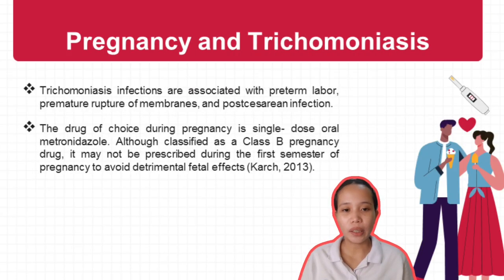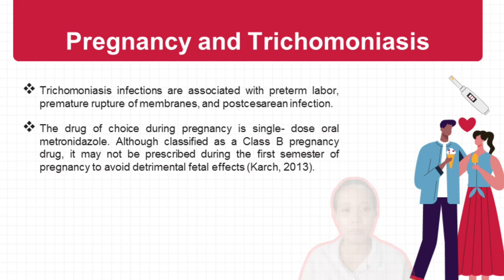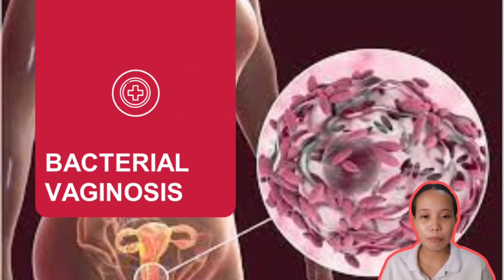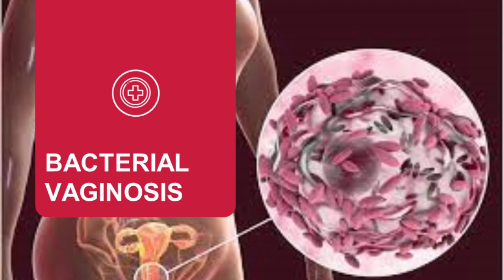Pregnancy and trichomoniasis. Trichomoniasis infections are associated with preterm labor, premature rupture of membranes, and post-cesarean infection. The drug of choice during pregnancy is single-dose oral metronidazole. Although classified as a Class B pregnancy drug, it may not be prescribed during the first trimester of pregnancy to avoid detrimental fetal effects. So the next disorder is bacterial vaginosis.